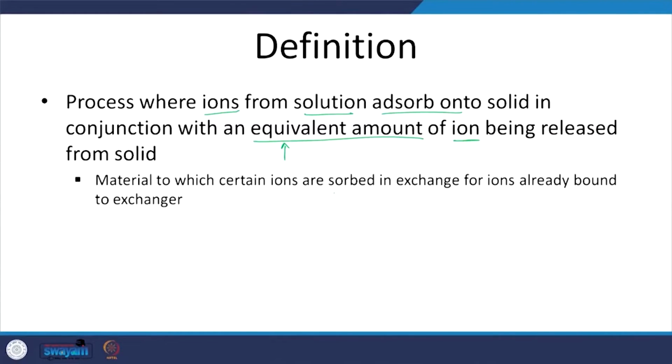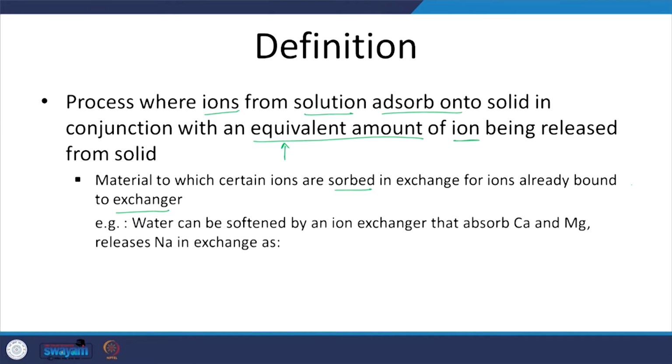Material to which ions are sorbed in exchange for ions already bound to the exchanger, right. So, for example, what is it that I have in water? I have calcium and magnesium, and these I want to remove. They will have Ca2+ and Mg2+ charge, and the one in the resin has Na+ charge. Due to the relative affinity for calcium and magnesium, due to the relevant hydrated radius, we will come back to that later, the resin strongly prefers to have calcium and magnesium rather than Na+.